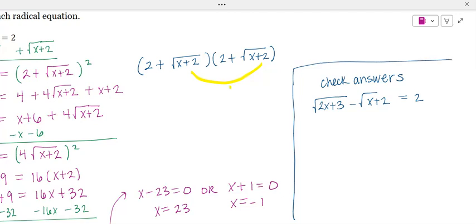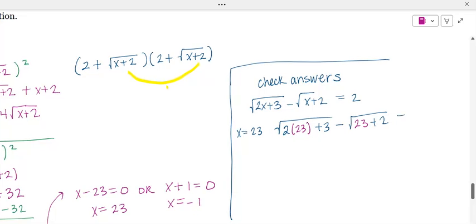All right, so let's check x equals 23. So I'm going to have 2 times 23 plus 3 minus the square root of 23 plus 2, and I want to know if that's equal to 2.